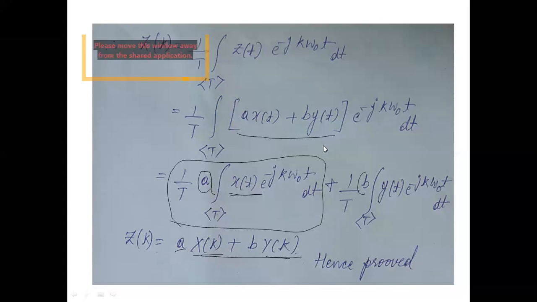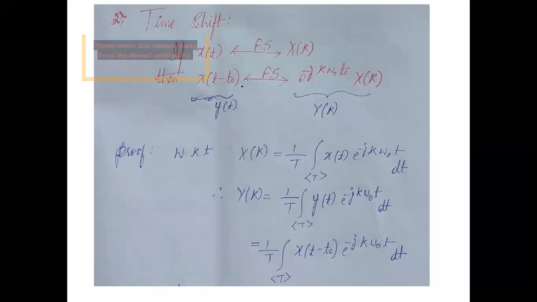Now let us go to the next property. The next property is the time shifting property. What do you understand from the time shifting property? If you shift the signal in the time domain, what will happen to its corresponding Fourier series coefficient in the frequency domain? That is what you are going to understand here.